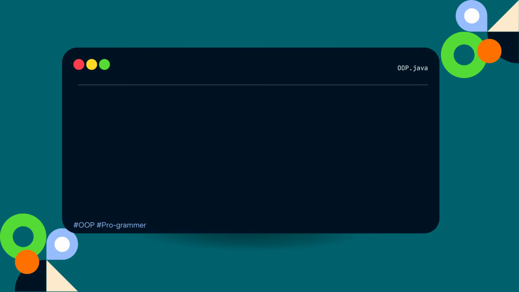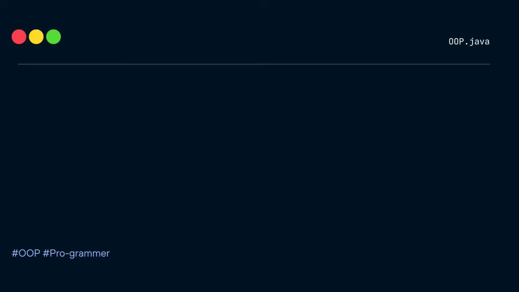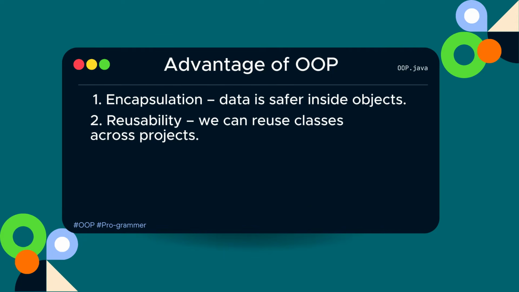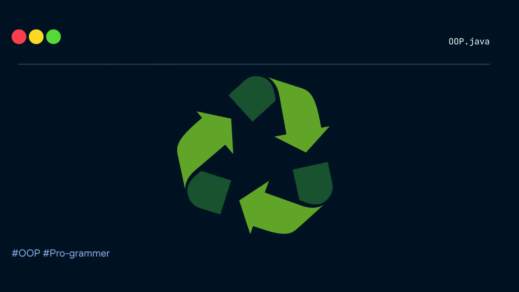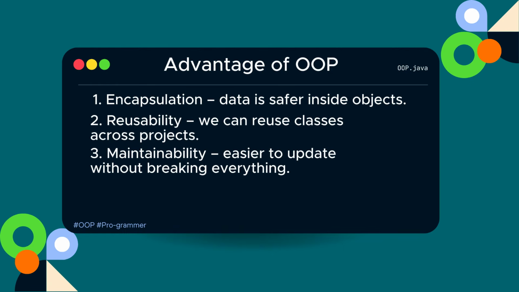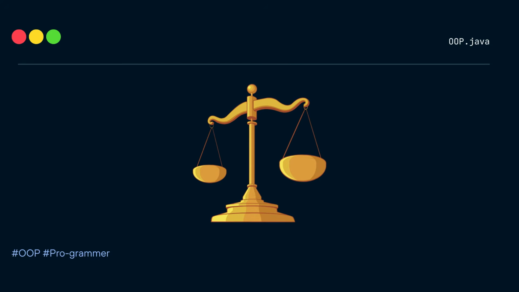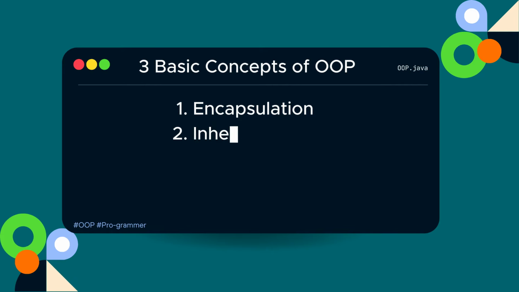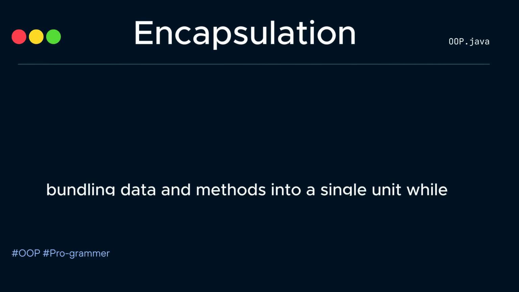Now that we know the difference between the two, let us look at the advantages of OOP. First is encapsulation. Data is safer inside objects. Second, reusability. We can reuse classes across projects. Third is maintainability. Easier to update without breaking everything. And lastly, scalability. Supports big enterprise-level applications. Now, we will be explaining three basic concepts of OOP: encapsulation, inheritance, and polymorphism. Let's start with encapsulation.